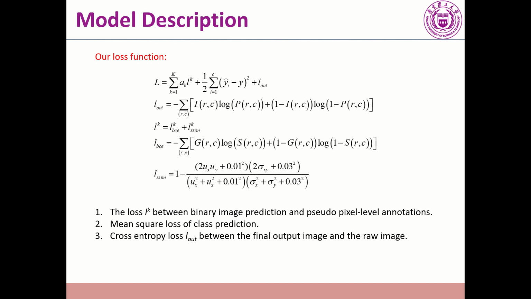I want to talk about the first one, LK, where K is the number of layers, and this loss is composed of two parts. One is cross entropy loss between pixel level pseudo annotations (GRC) and network prediction (SRC). The other one is image structure information loss, which we can see in the picture. We can see above is LSSIM. This is our model.